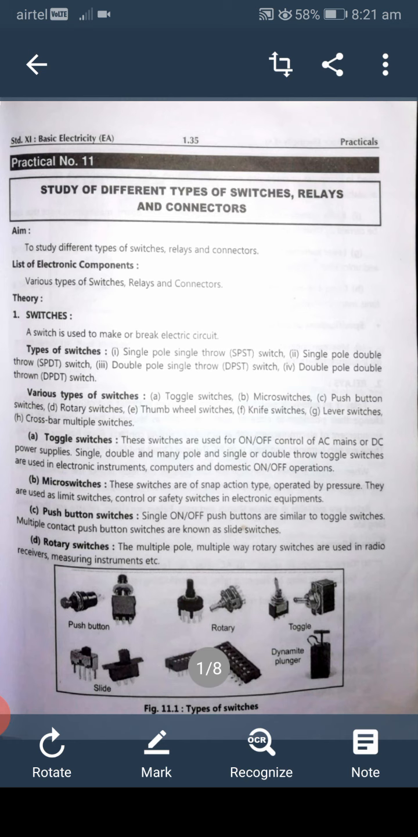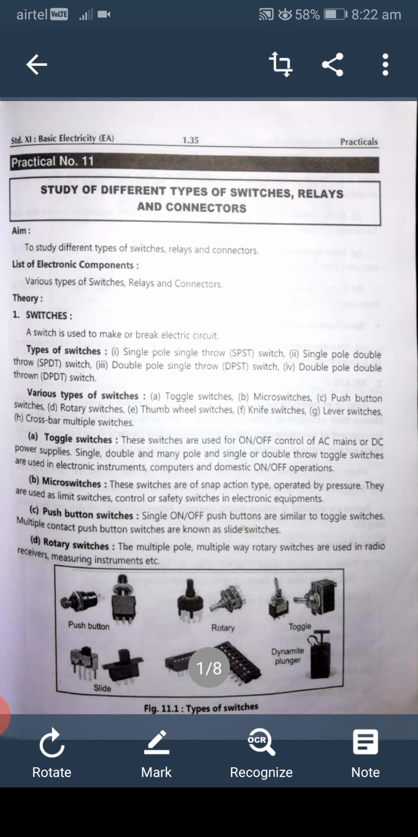Micro switches. These switches are of snap action type operated by pressure. They are used as limit switches, control or safety switches in electronic equipment. Push button switches. Single on off push buttons are similar to toggle switches. Multiple contact push button switches are known as slide switches.